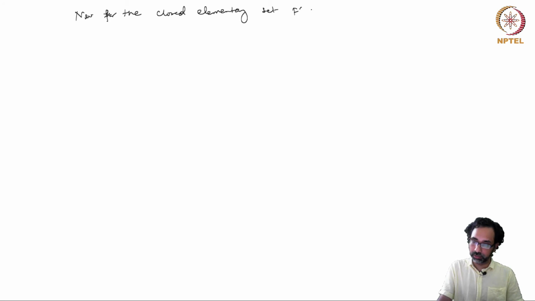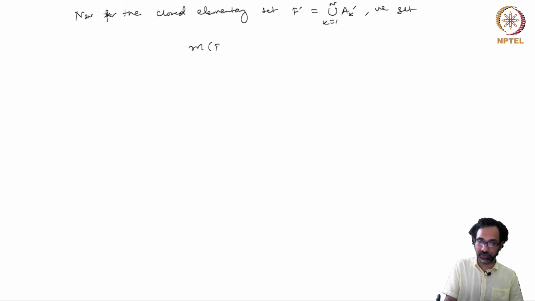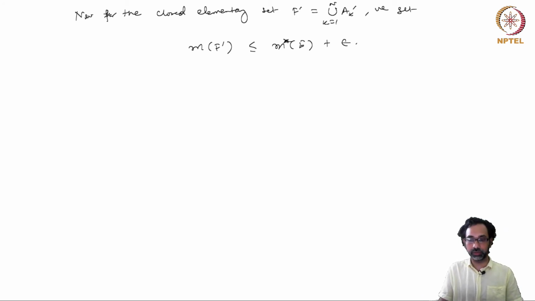Now for the closed elementary set F prime, which is the union of these AK primes, k equal to 1 to N, we get M of F prime is less than or equal to M star E plus epsilon, because we have already shown that when we have a closed elementary set, then this inequality is satisfied.